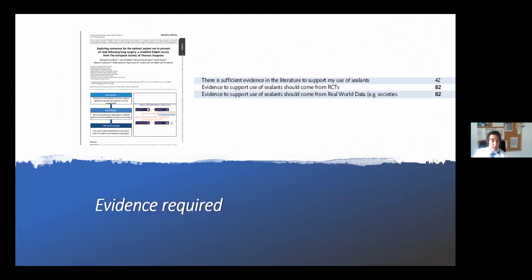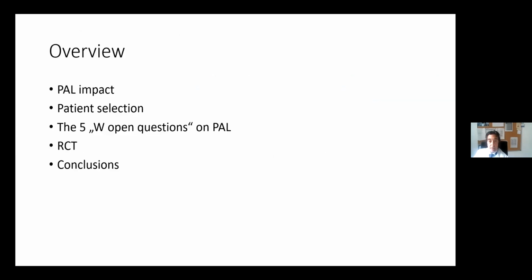Which evidence do we require to say that it is important to support the use of sealant? According to the consensus, always by Alex, we say that support for the use of sealant should come from randomized controlled trials, but also from real world data, therefore the registry.